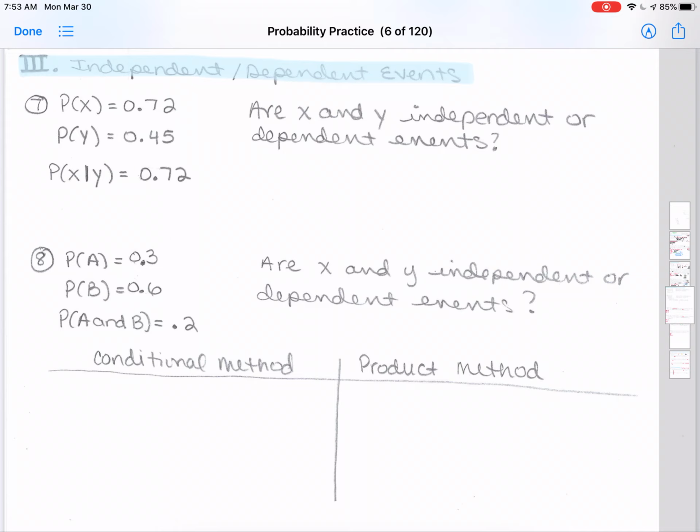All right, the probability of X is 0.72. The probability of Y is 0.45. Find the probability of X given Y.